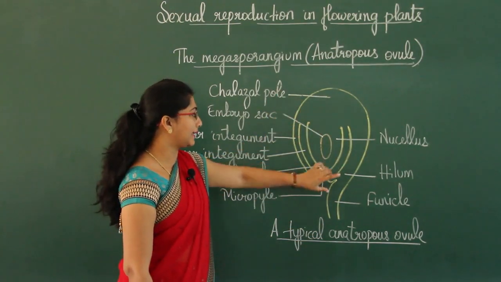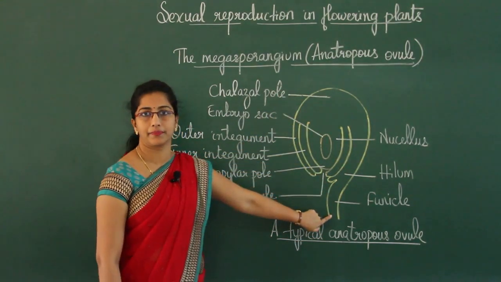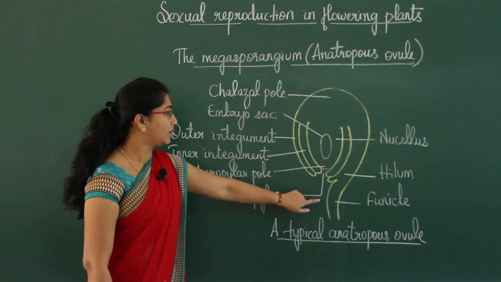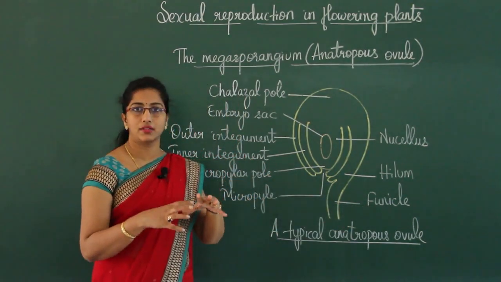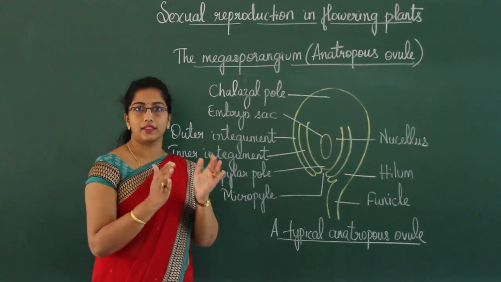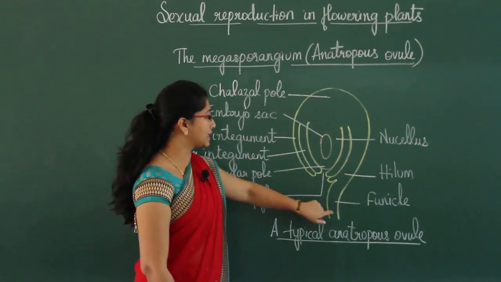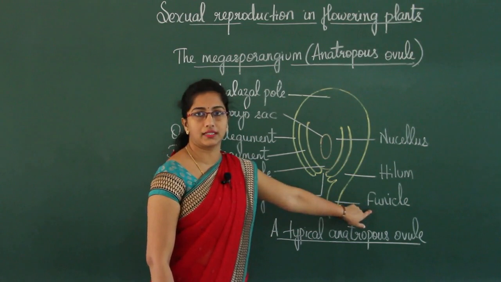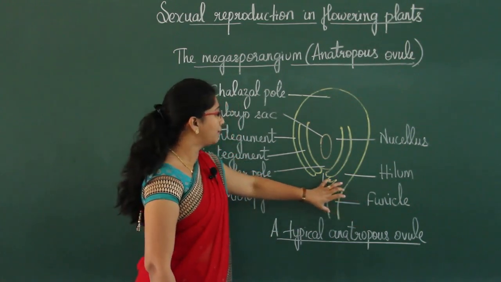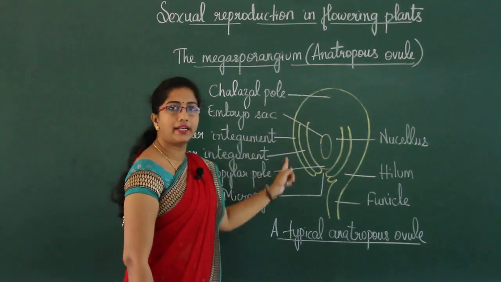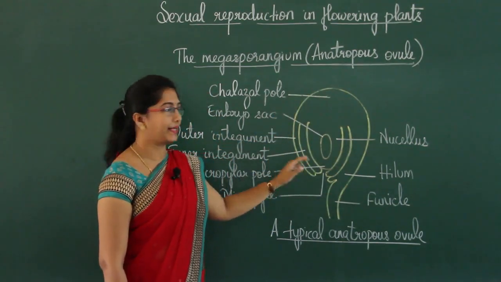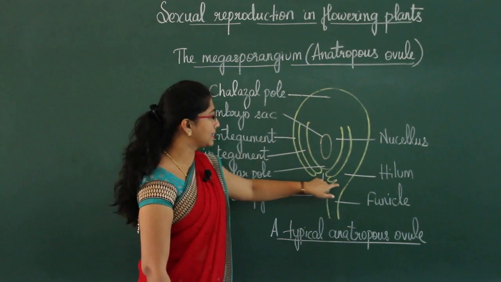You see that it has a stalk, which is called funicle. This stalk will be attached to the placenta inside the ovary. Now the funicle, that is the stalk, is attached to the body of the ovule. So this is the body of the ovule and this is the stalk.